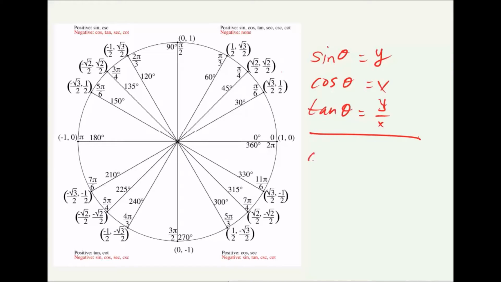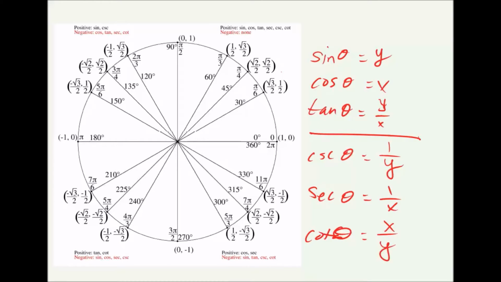So the inverse of sine, cosecant, is really just the inverse of the coordinate. You do 1 divided by that coordinate. Find secant. We'll do 1 divided by x, since cosine and secant are opposites. And for cotangent, I'm sure you can already guess, but instead of y over x, it's just x over y.